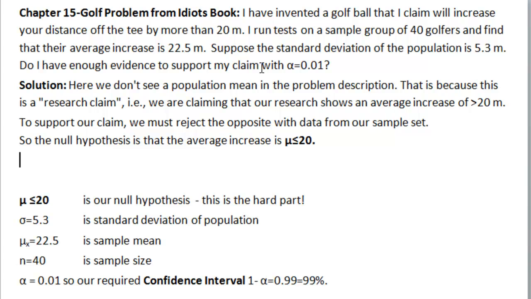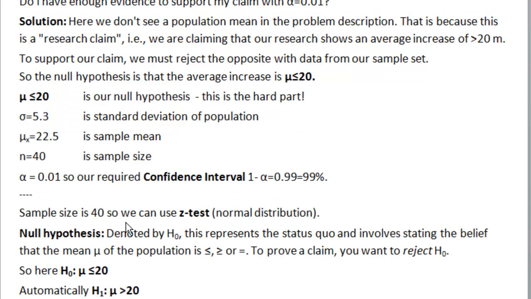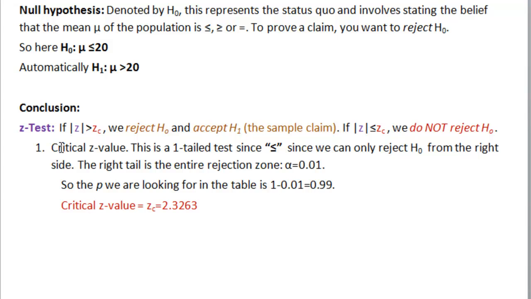That's the idea. Our sample size is 40, so we can use the z-test. That's the normal distribution. Our null hypothesis, we denote it by H0, and here it is, mu is less than or equal to 20. So our alternative hypothesis is mu greater than 20, and to prove our claim, we want to reject H0. Remember, to use the z-test, we need to find the z-score and z-critical. And we get to reject H0 if the absolute value of the z-score is greater than z-critical. If not, we don't get to reject it.